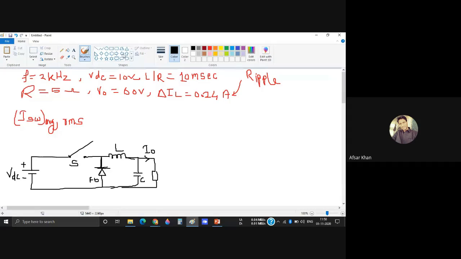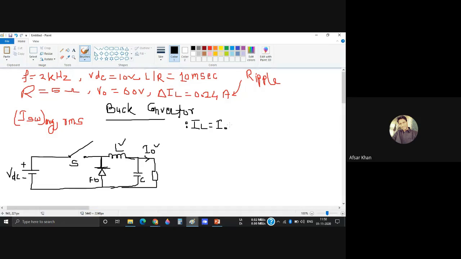Now always for your buck converter or step down chopper, you have to remember, for buck converter your inductance current IL, the current through this inductance IL, is always equal to I naught. Students, you have to remember this. IL is always equal to I naught.